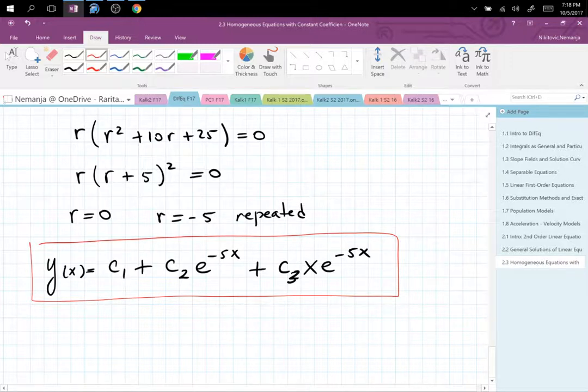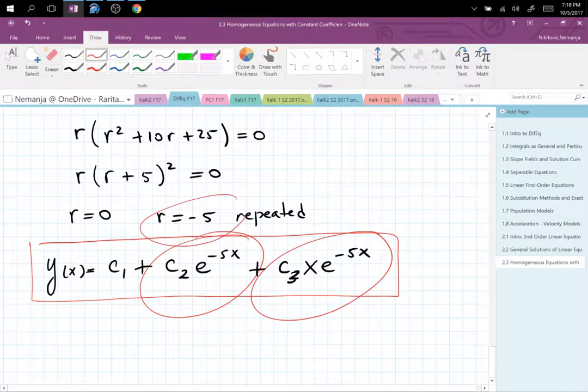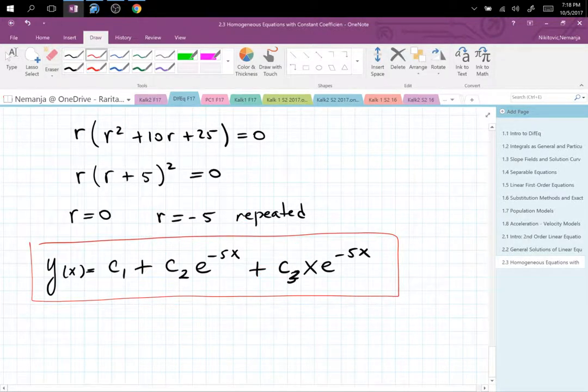This is a repeated root, so both of these are from the repeated root. But the first time you use -5 is not repeated, it's basic. The second one is repeated and it gets x. Now we differentiate this 3 times and use the conditions to come up with c1, c2, c3.